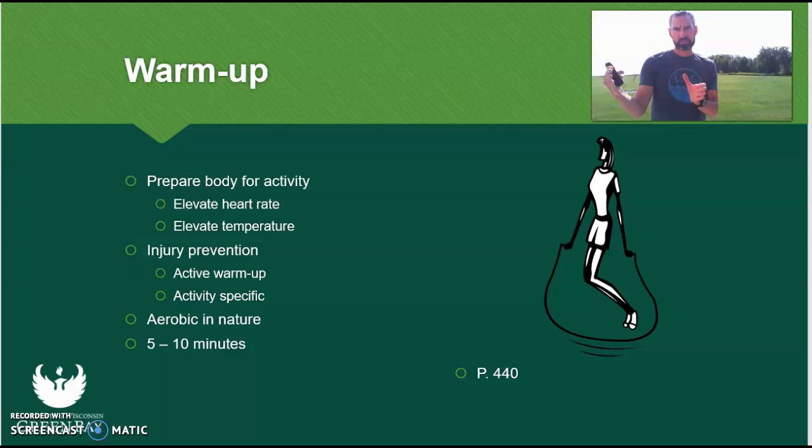So again, that's what we think about, that progression, that progressive overload. We want to prepare the body for that through proper warm-up and training. So those are the first 3 fitness principles we'll be looking at, of principles of conditioning.